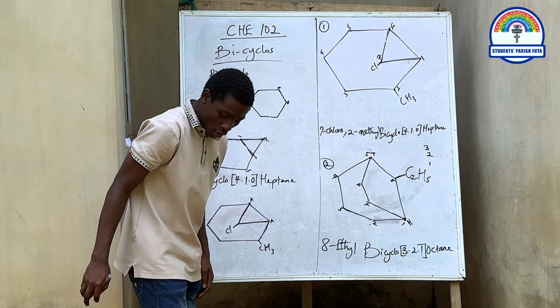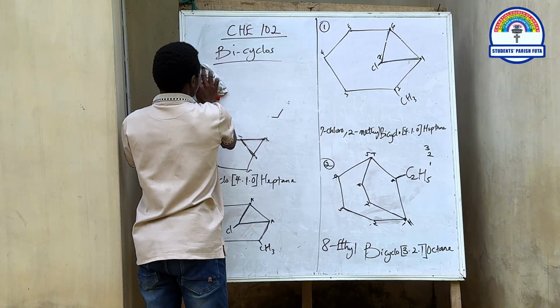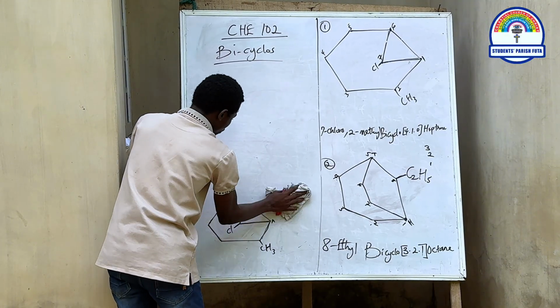So one last question on Bicyclo, then that's all. So the last question on Bicyclo. Now this I want to set up something to some extent.